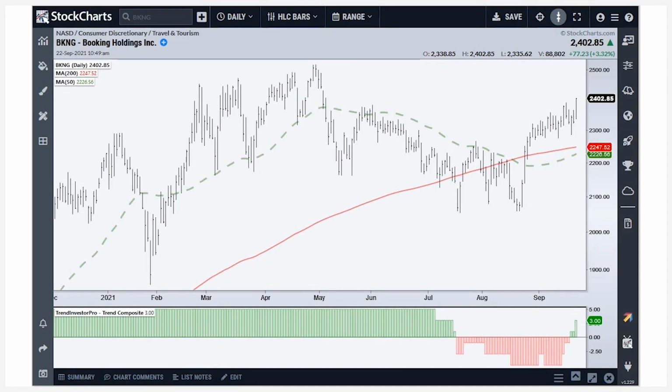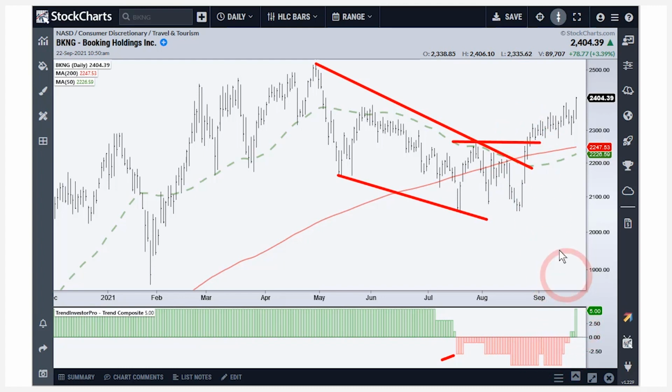So here's a chart of Booking.com, and we can see that there was a big decline from April into August, and it formed a big falling wedge. And what's interesting is you have this big advance here, and you have a pretty long correction. This was a long correction, 1, 2, 3, 4 months, and that was enough to turn the Trend Composite bearish there. But we can see here that we had a breakout with that big surge in the middle of August. And then a couple weeks later, we got the Trend Composite turning bullish.